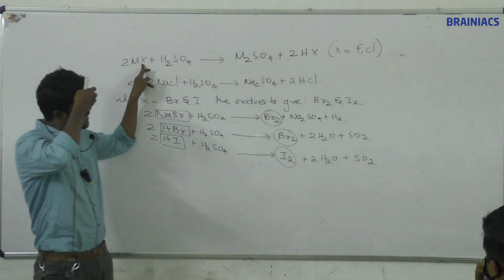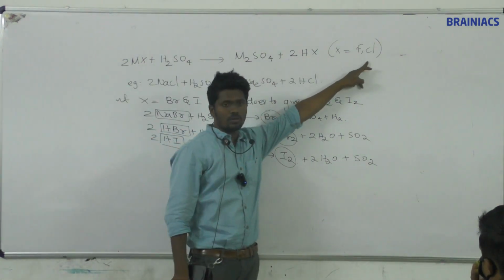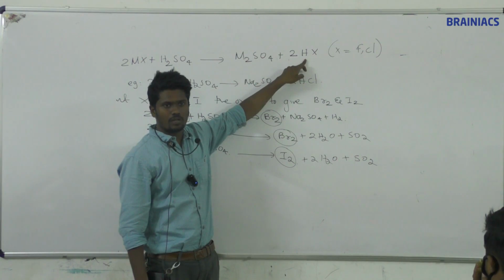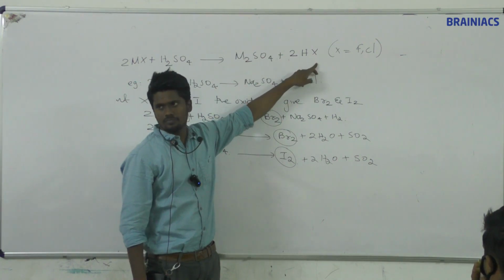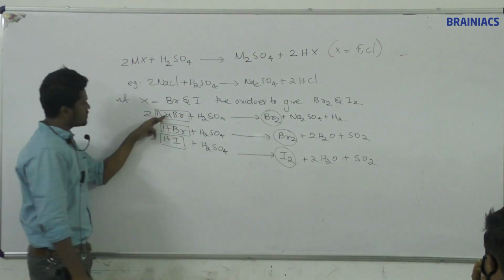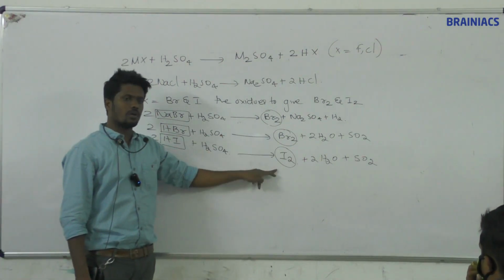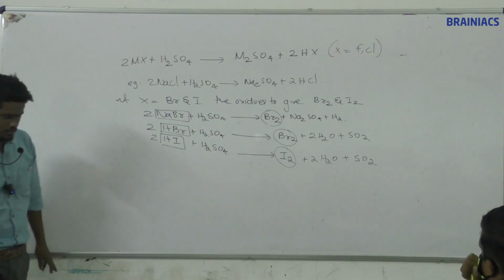If it is a metal halide of fluorine or chlorine, they are converted into their corresponding hydrohalic acids. But if it is bromine or iodine, they are converted into Br2 and I2.